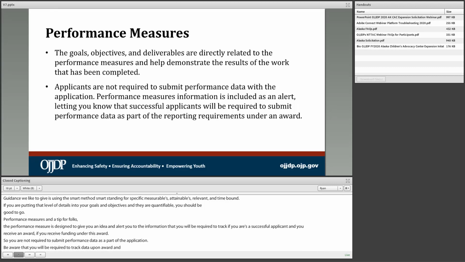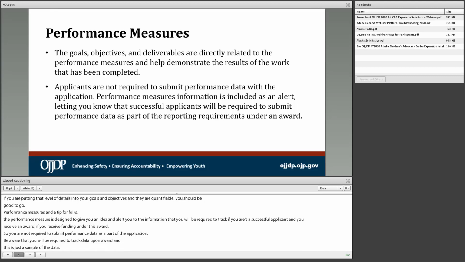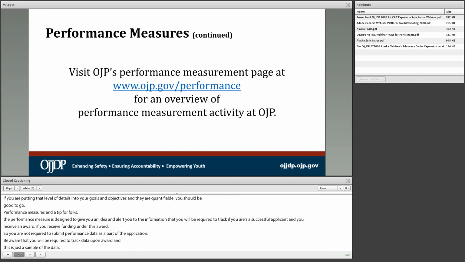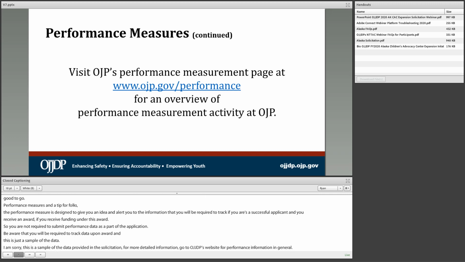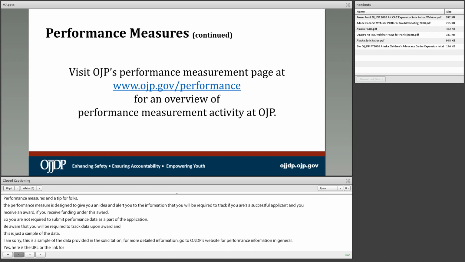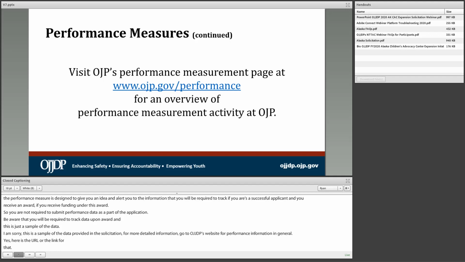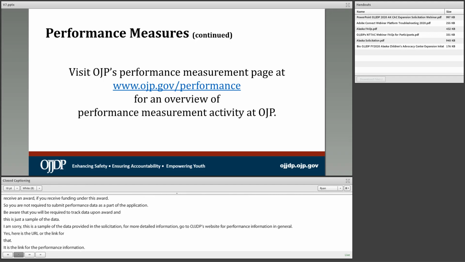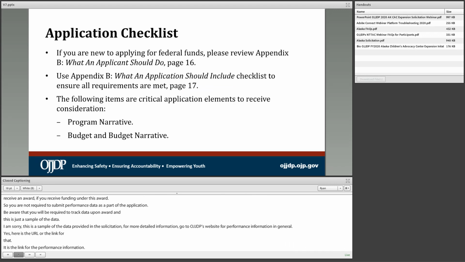For more detailed information, you can go to OJJDP's website for performance information in general. And yes, here's the URL or the link for that performance information. So if you have any questions about what some of the types of measures are beyond the solicitation and how to track and how you might set up a performance management or performance monitoring system, you can click there to get a better idea. But again, you do not need to have that set up as a part of your application. It's more for your general awareness.